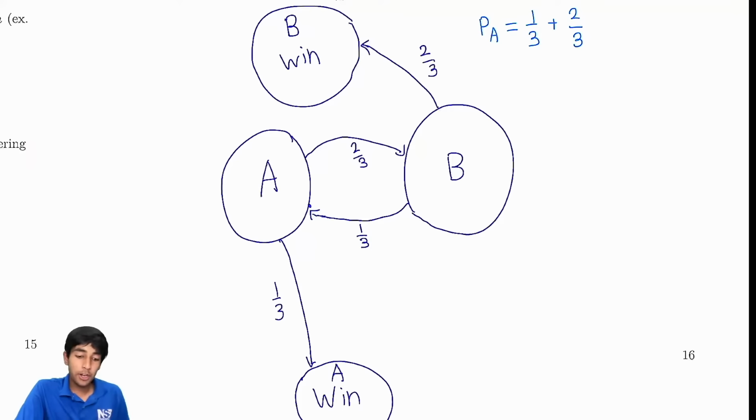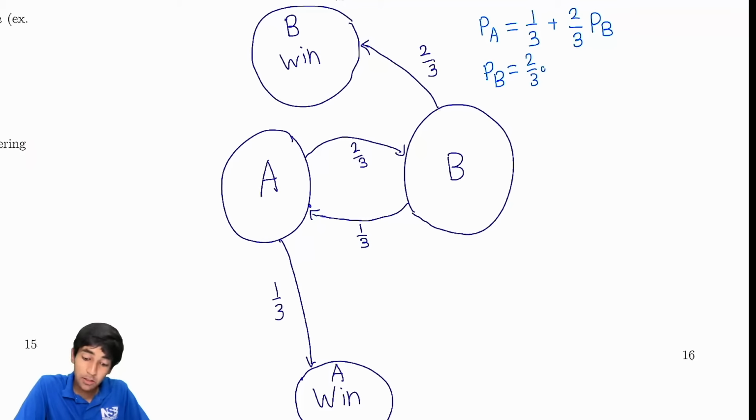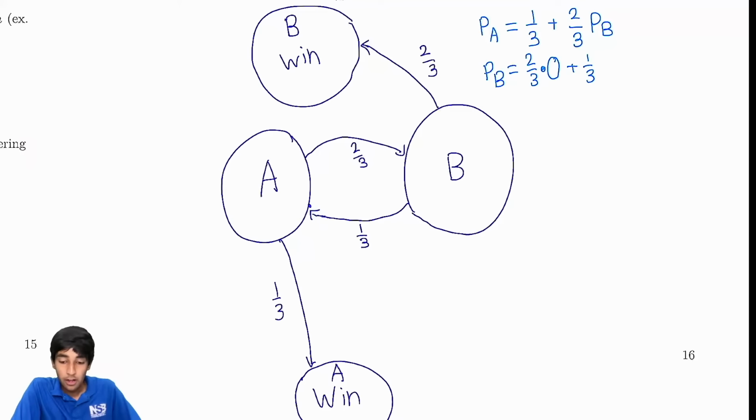Okay, so now what we're going to do is say, let's say the probability of A winning when it's B's turn is P of B. So P of B is the probability that A wins when it's B's turn. Now what is P of B? Well, there's a 2/3 chance that A will definitely not win if B wins. And then there's a 1/3 chance it goes back to A's turn. So what's the probability of it winning if it's A's turn?